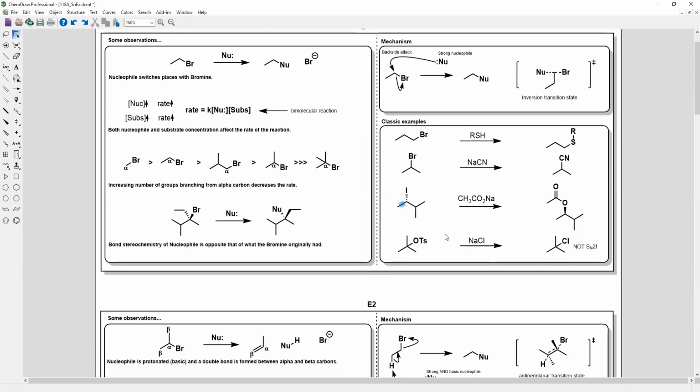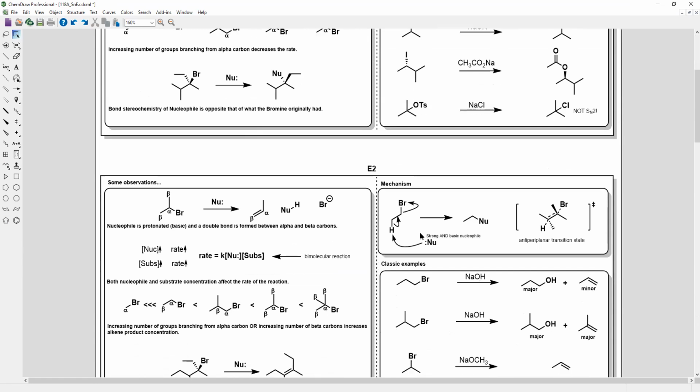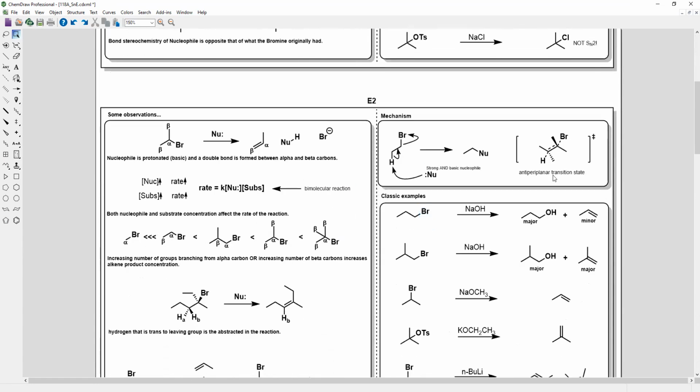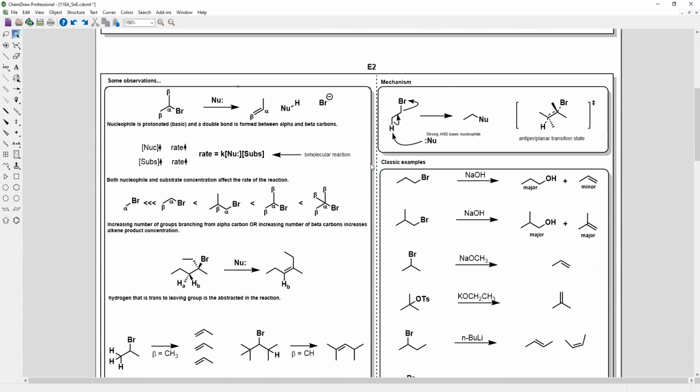So then when we get to E2, which is really, honestly, I think E2 is the scariest reaction because there are so many different examples of them. E2 has quite a bit of observations that have to be made. Okay, and so again, someone just took a nucleophile and took an alkyl bromide or alkyl halide, added them together, and they just observed what they saw. What they saw was that when they added these two things together, they got an alkene, they got a protonated nucleophile, right? And they got the leaving group, which is the bromine, right?